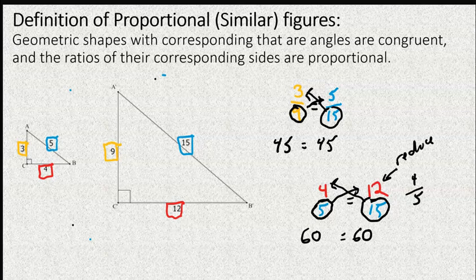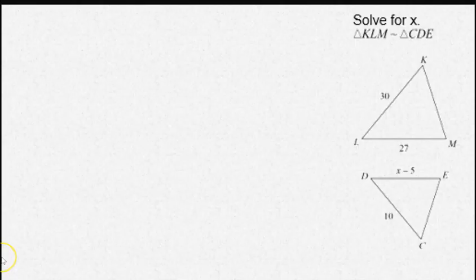In these examples, we're just going to cover some basic examples of proportional shapes. Alright, let's get started. This is how most math curriculums cover proportions. You have to be careful here.